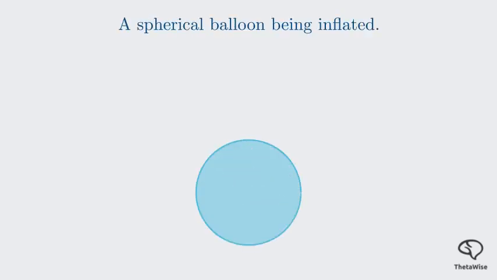Let's use a classic example, a spherical balloon being inflated. As air is pumped in, the volume V changes. Since the volume changes, the radius r and the surface area A must also change. All three, V, r, and A, are functions of time. The rate of change of volume with respect to time is dV/dt, the rate of change of radius is dr/dt, and the rate of change of area is dA/dt.